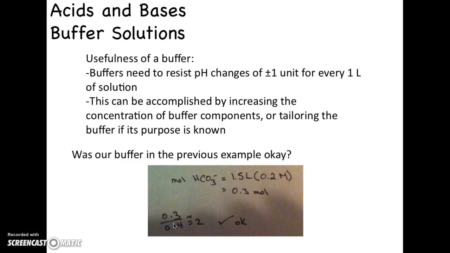So okay, yes, since pH is a logarithmic scale, you just need this number to be somewhere between 0.1 and 10. 2 falls within that range, so yes, we did create an effective buffer. It will resist pH changes. So it's a good little check for you to do when you're making your buffers, or if you're thinking about buffer calculations: just divide your acid by your base and see if it falls into that range of 0.1 to 10.